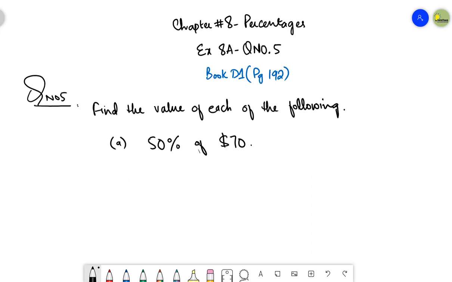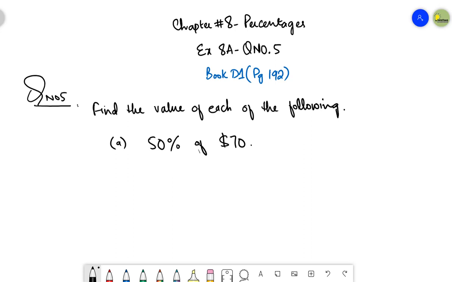So today we are going to do question number 5 of exercise 8a from book D1. In this question, there are two parts, A and B, and you have to find out the value of each of the following. Let me start with part A first.